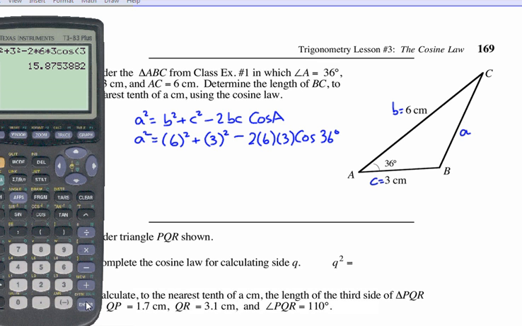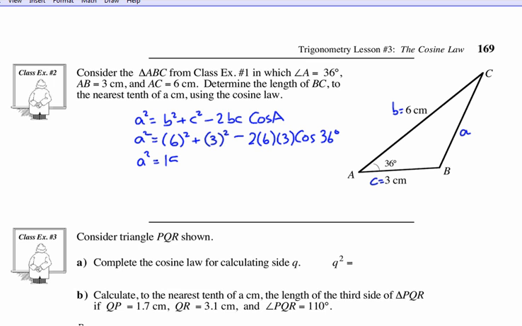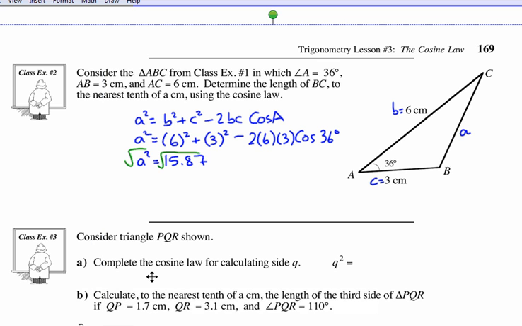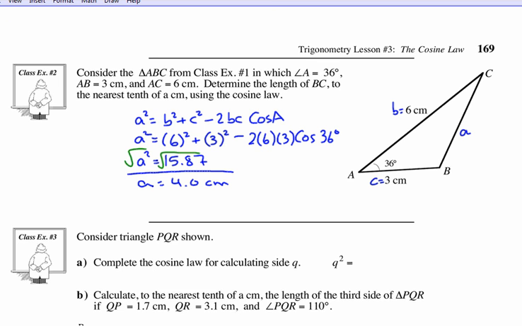Now, 15.875. That's a lot larger than the other numbers, but let's write it down. a squared equals 15.87. Now, notice you have a square, so our last step is we have to square root both sides. That's a common mistake because we forget to square root. And to the nearest tenth, that would be 4.0. So a is equal to 4.0 centimeters. There you go.